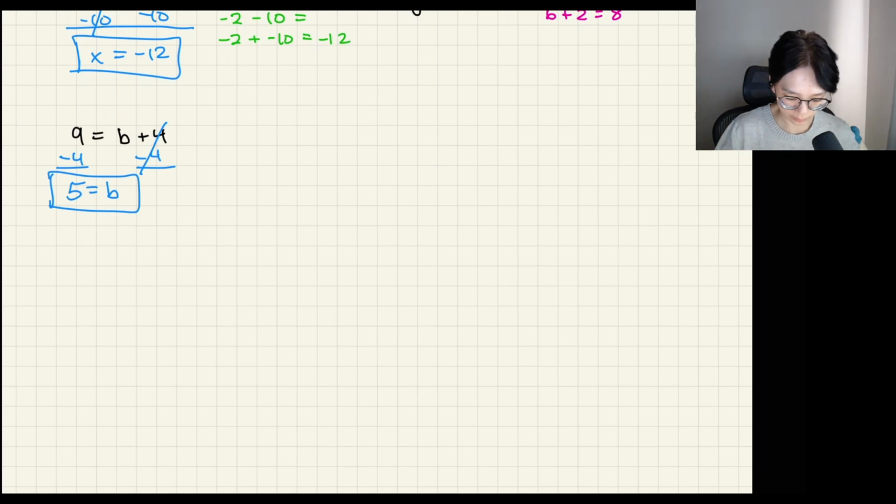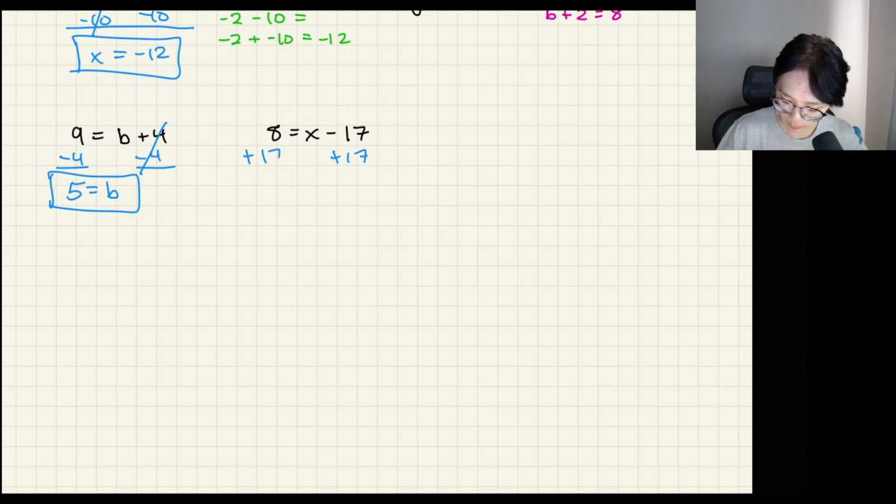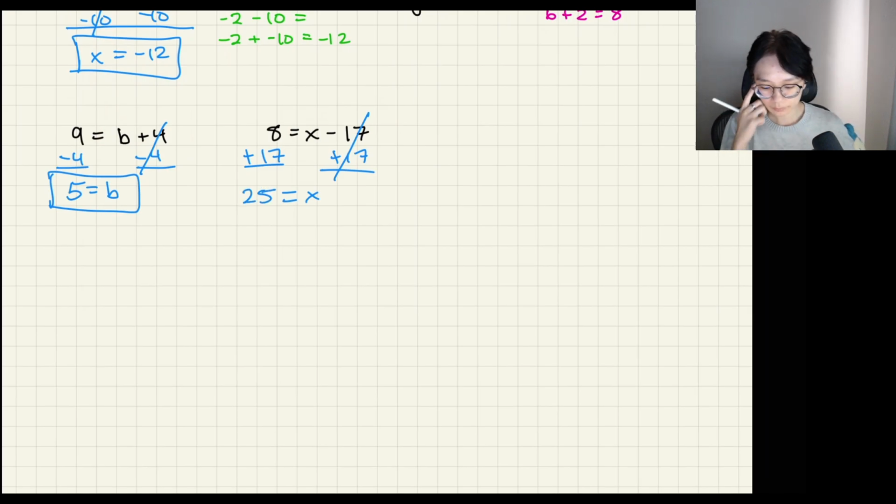Another example. Let's do another example. x minus 17. What side is the variable we're trying to solve for on? This side. What else is here? Minus 17. Opposite of subtraction is addition. Plus 17. Both sides. Those cancel. x is equal to, this is 25.